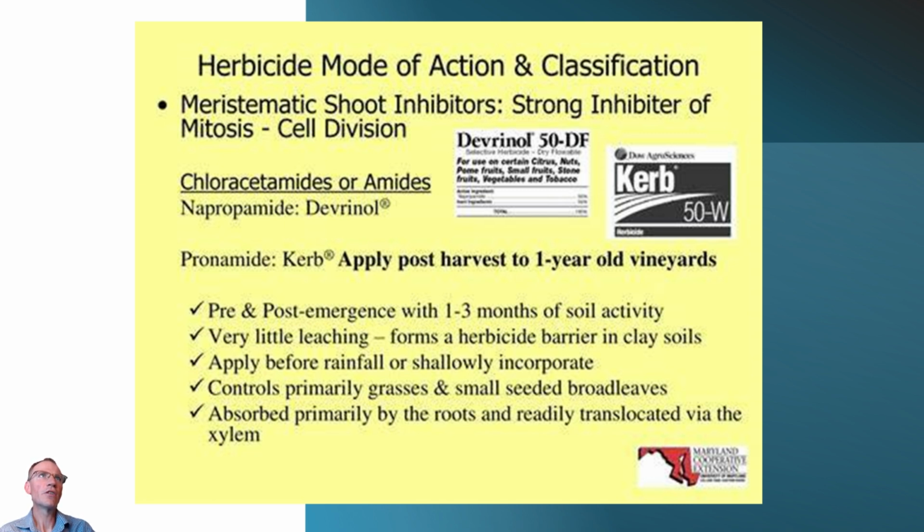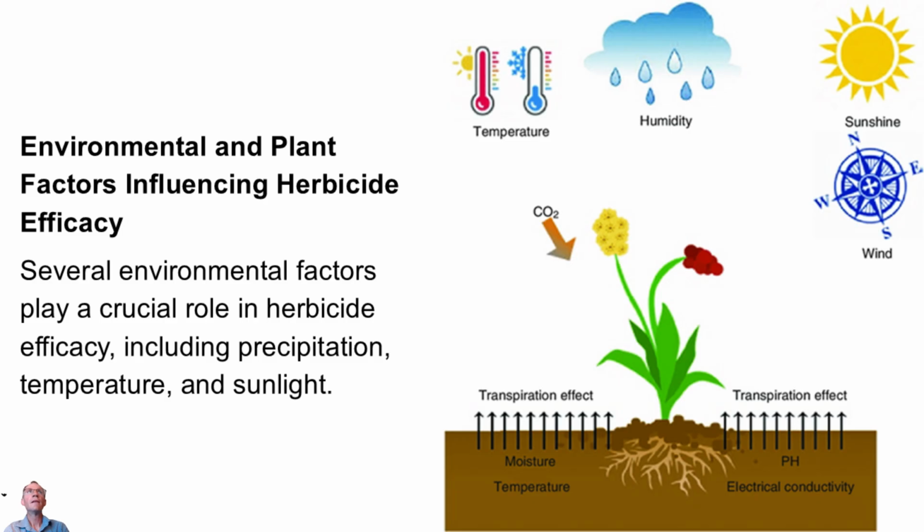Meristematic shoot inhibitors, strong inhibitors of mitosis, cell division. Chloroacetamides or amides: napropamide, Devrinol. Pronamide, Kerb, apply post-harvest to 1-year-old vineyards. Pre and post-emergence with 1 to 3 months of soil activity, very little leaching, forms a herbicide barrier in clay soils, apply before rainfall or shallowly incorporate. Controls primarily grasses and small-seeded broadleaves, absorbed primarily by roots and readily translocated via the xylem.